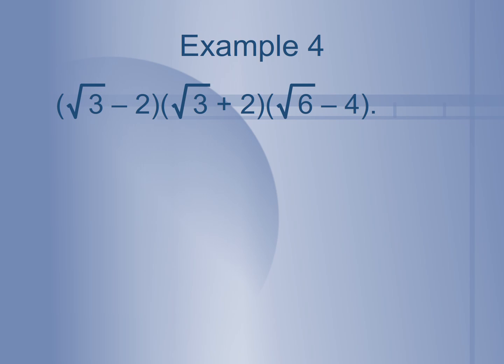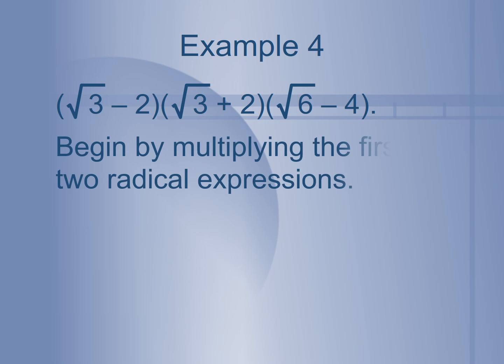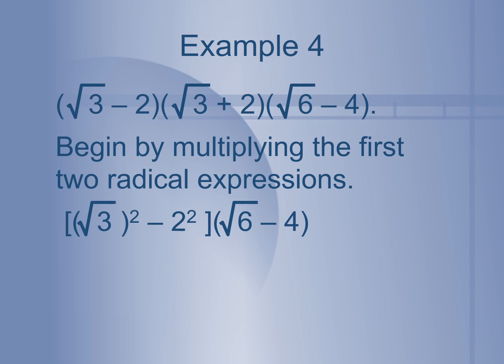Here's another example. So this one, we have a binomial times a binomial times a binomial, which means we have to multiply these two first, get an answer, and then multiply it by this. I don't know if you noticed, but this right here is a product of conjugates, which means that it's going to follow difference of squares. And the difference of squares says we're going to multiply a squared minus b squared. So we'll do a squared, so square root of 3 squared, minus b squared, 2 squared.